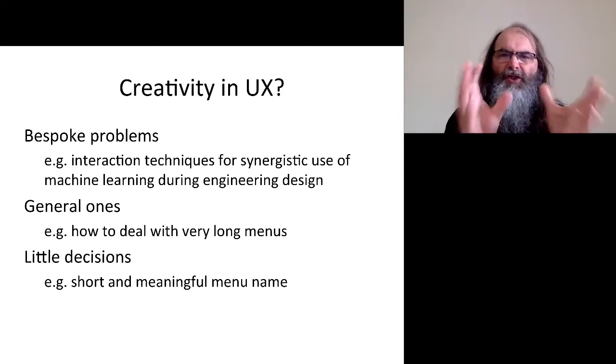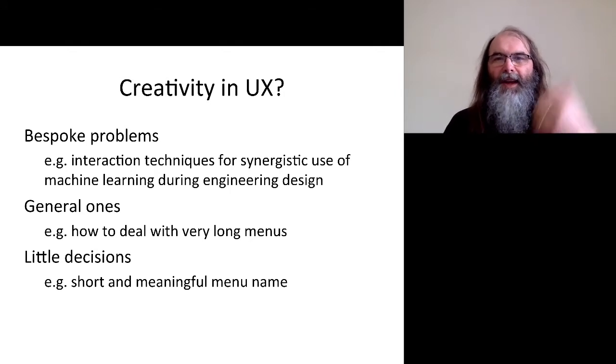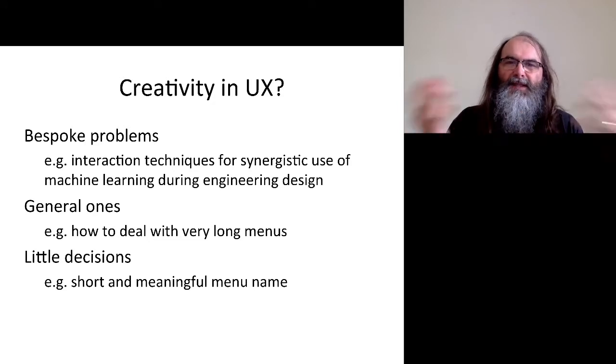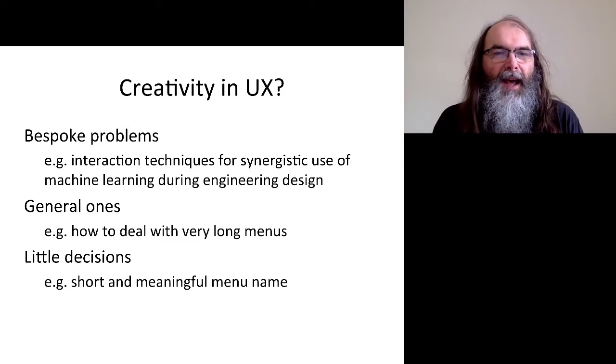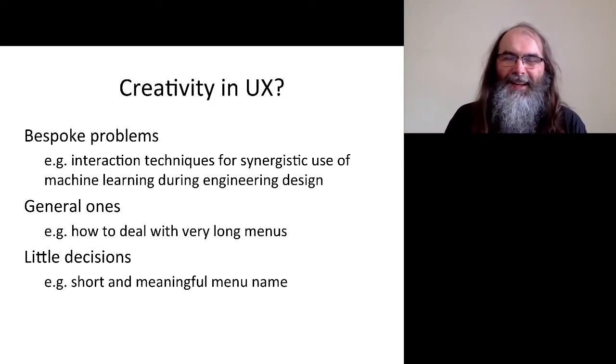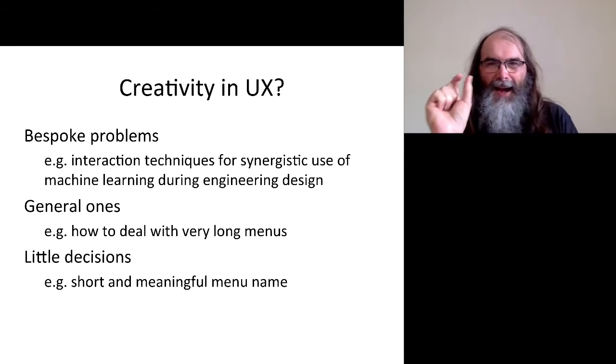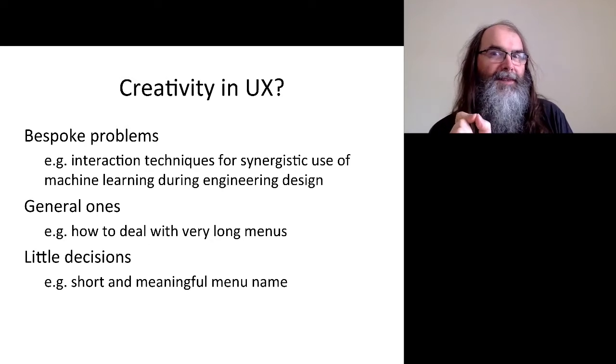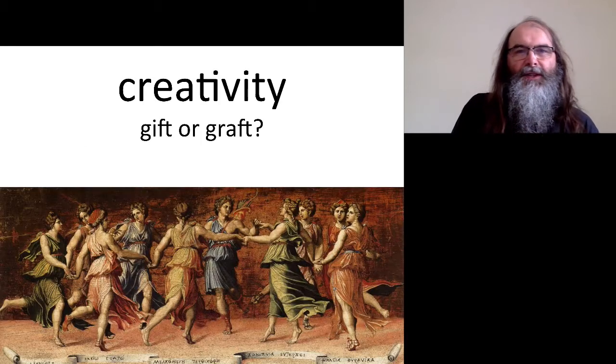There can be some big general problems, like the Word font menu, which just scrolls forever. So how do you design very, very long menus? Or there are little decisions like, if you imagine doing Word, how do you decide what word to use? Do you say bold or embolden? What makes you make those sorts of decisions?